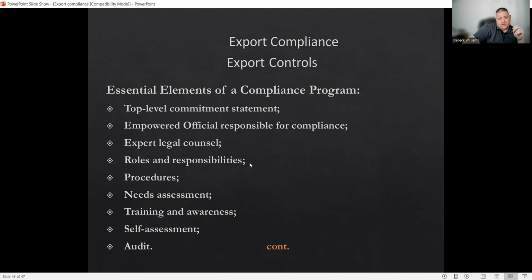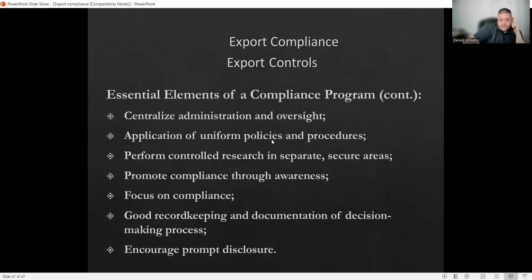legal counsel. You have to define your roles and responsibilities. You have to outline your procedures. You have to determine your needs assessment. So what does the project need? What does your facility need? What does your organization need, et cetera? You have to have provisions for training and awareness. Self-assessment, so this is a kind of gauge, as well as audit throughout the process. You have to have all these provisions in place.